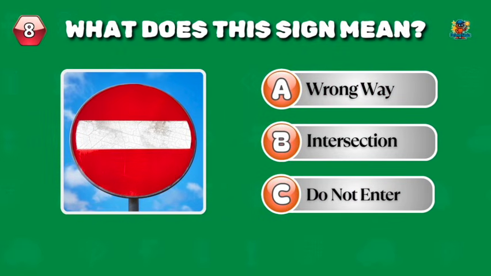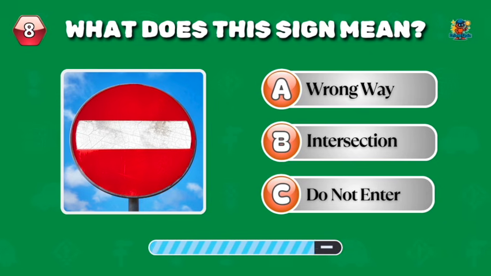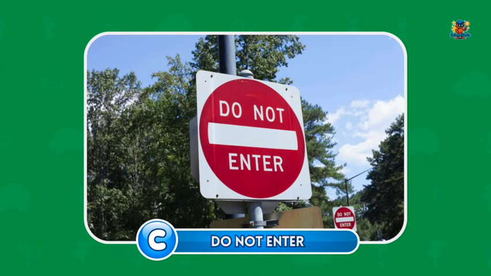Question 8. A. Wrong way. B. Intersection. C. Do not enter. C. Do not enter. You're heading in the wrong direction. Turn around immediately.